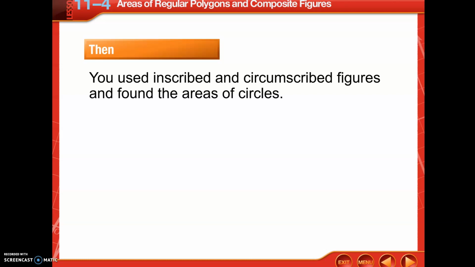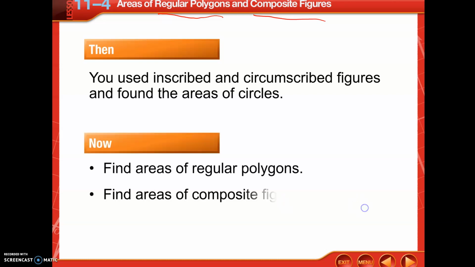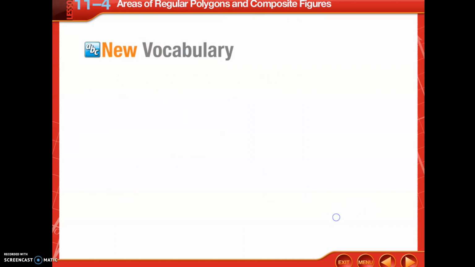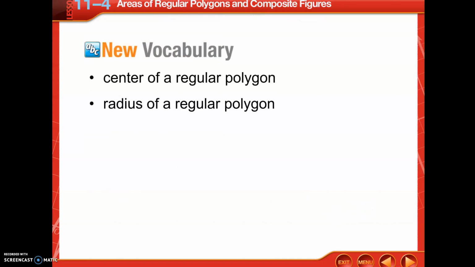We've been looking at the area of different shapes. We're going to talk about two different types of things: regular polygons, and then we're also going to look at composite figures. So when we are looking at today's lessons, those are the two things that we're going to be talking about. So first of all, we'll talk about the areas of regular polygons and then the areas of composite figures.